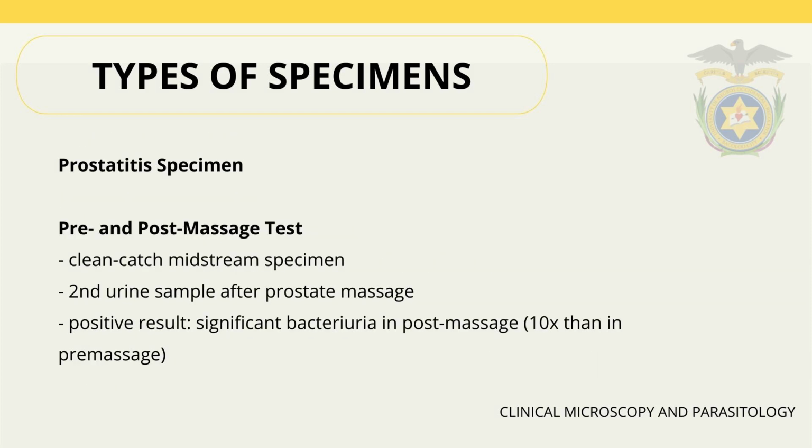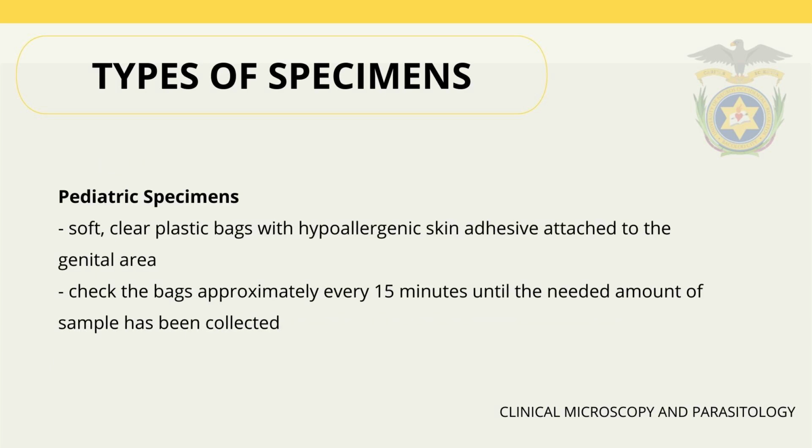In addition to prostatic specimen collection, there is a pre and post massage test. It is a clean catch midstream specimen, the second urine sample after prostate massage. A positive result is significant of bacteriuria in the post-massage specimen, which is 10 times that in the pre-massage. For pediatric specimens, a soft clear plastic bag with hypoallergenic skin adhesive is attached to the genital area. Always check the bags approximately every 15 minutes until the needed amount of sample has been collected.